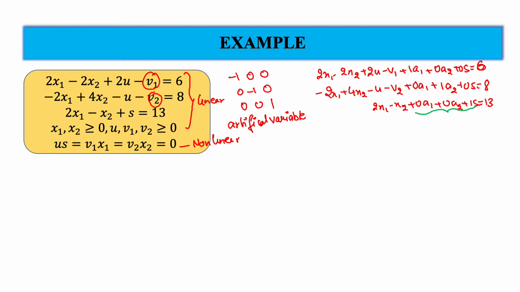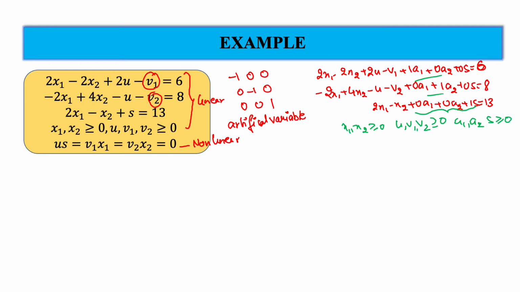So if you see, corresponding to these three variables we now have an identity matrix. These three equations now have an identity, but this is not our problem. We have changed the problem by adding artificial variables. So, to be consistent with our objective function, we are letting a1 and a2 also be non-negative. So all the variables x1, x2 are greater than or equal to 0, u, v1, v2 are greater than or equal to 0, a1, a2, s all are greater than or equal to 0.